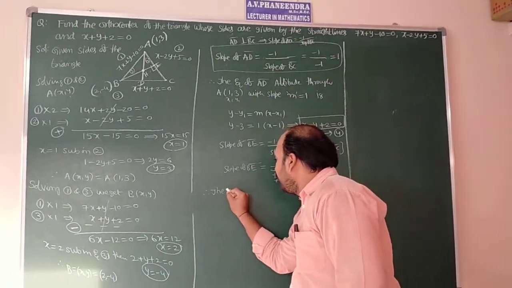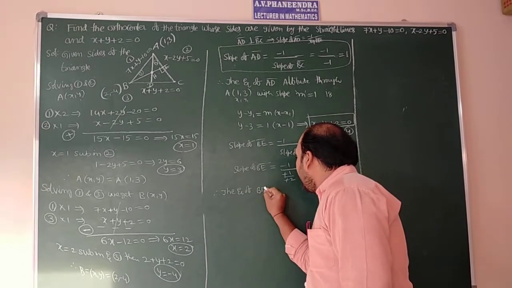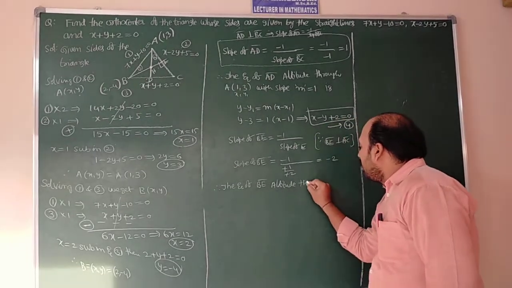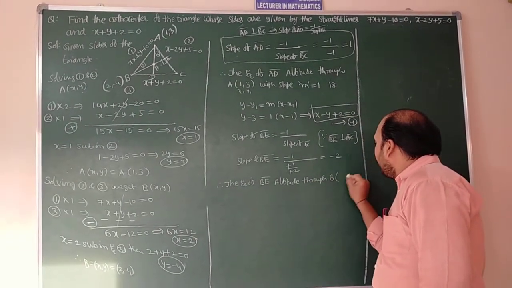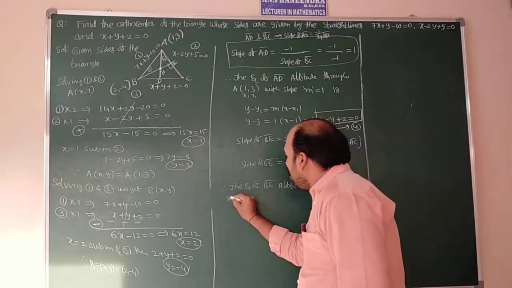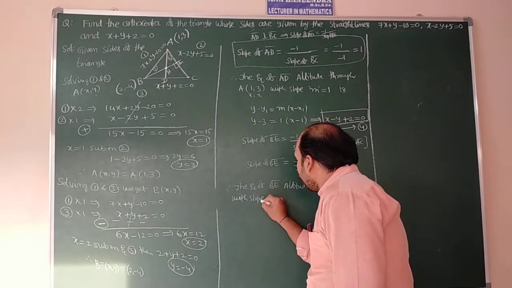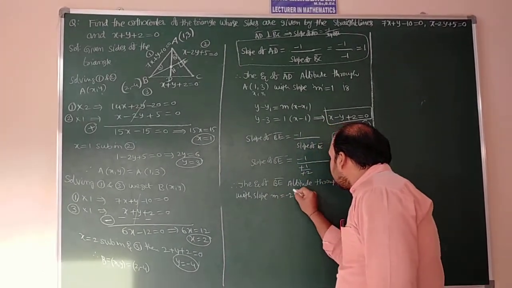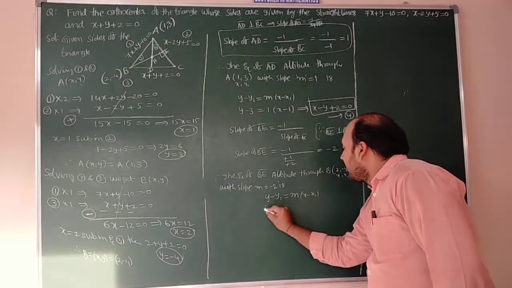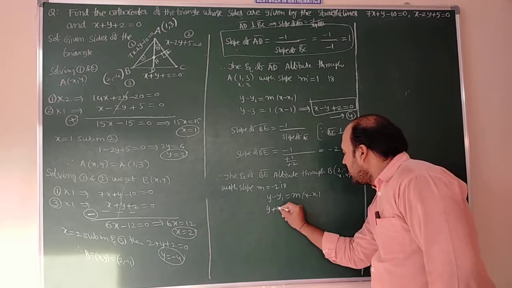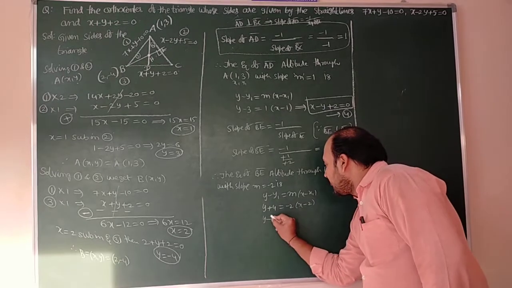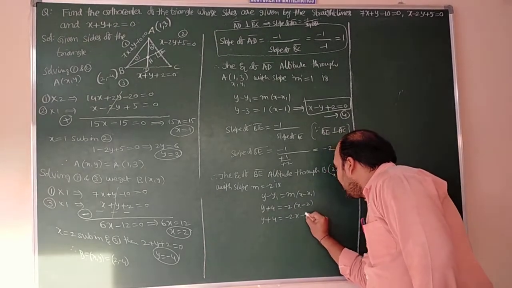Therefore, the equation of the BE altitude through B of 2 comma minus 4 with slope m equal to minus 2 is y minus y1 equal to m into x minus x1. Y minus of minus 4, plus 4. M value is minus 2 into x minus 2. So y plus 4 equal to minus 2x plus 4.